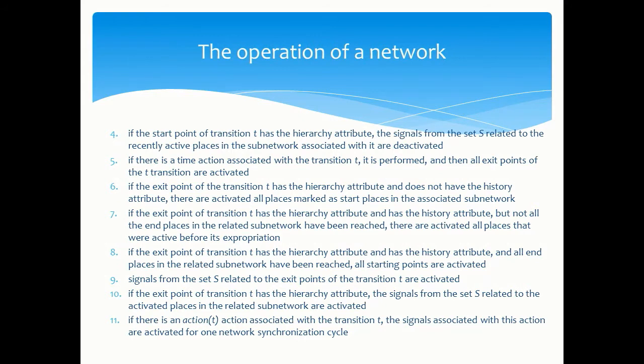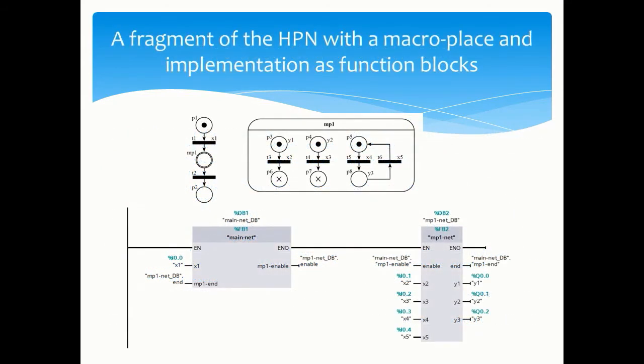9. Signals from the set S related to the exit points of the transition T are activated. 10. If the exit point of transition T has the hierarchy attribute, the signals from the set S related to the activated places in the related subnetwork are activated. 11. If there is an action associated with the transition T, the signals associated with this action are activated for one network synchronization cycle. A fragment of the network place is shown in figure.